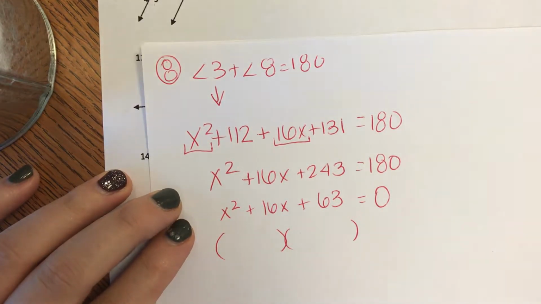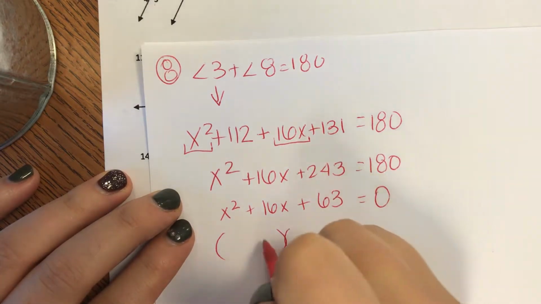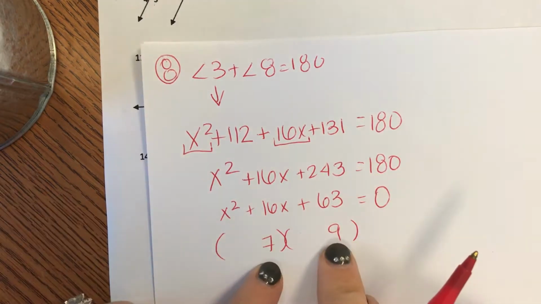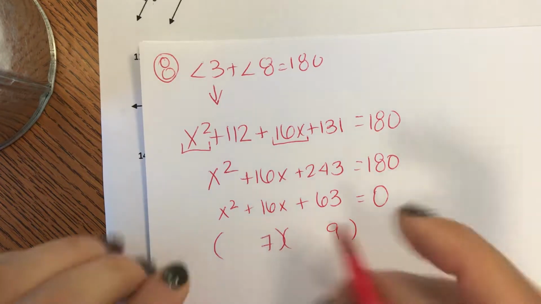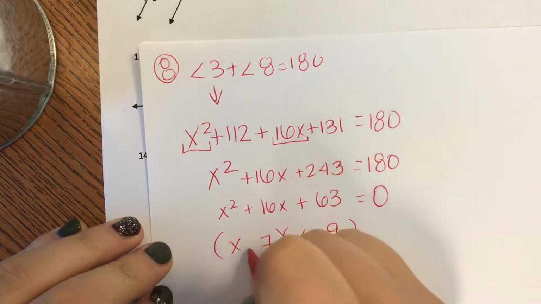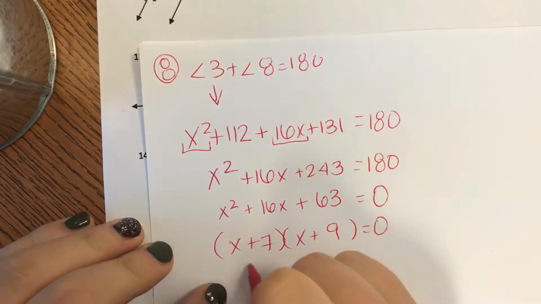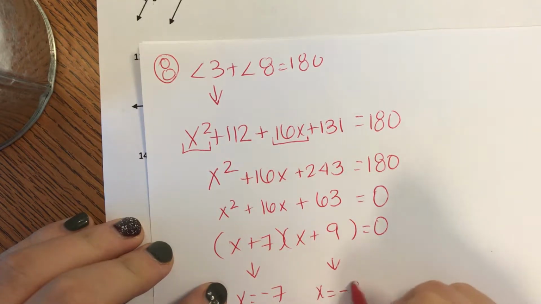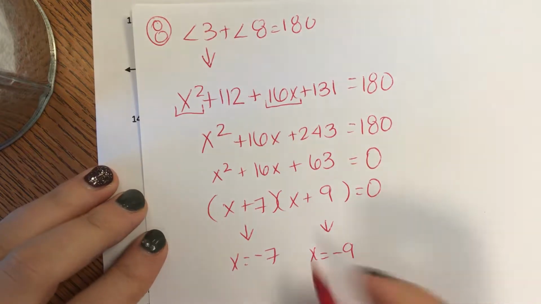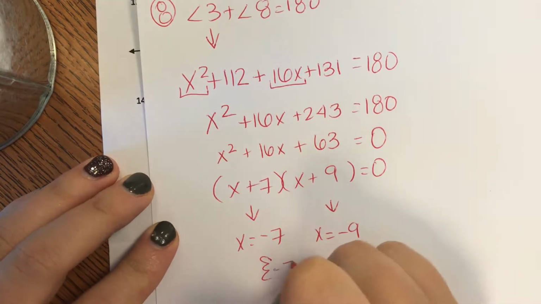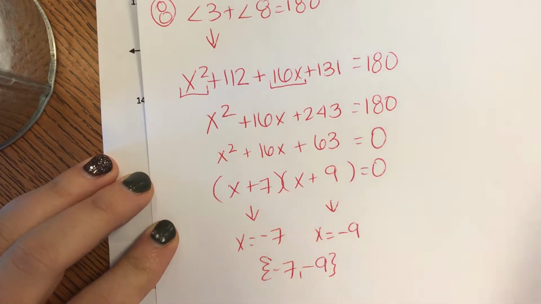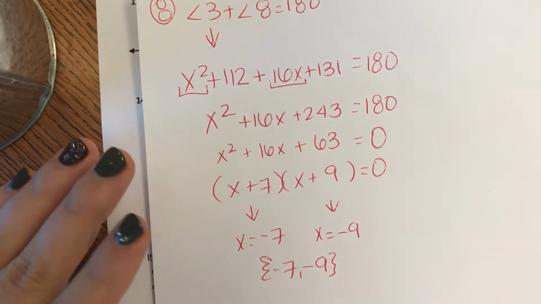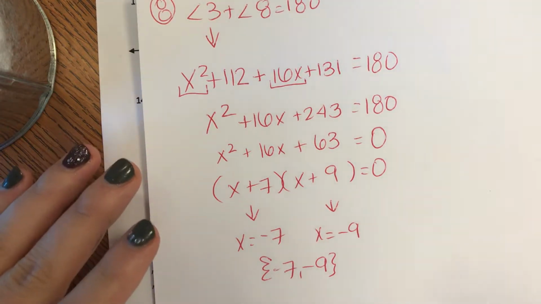The most commonly known factors of 63 are 7 and 9. Will 7 and 9 add up to give you 16? Yes. And they both have to be positive. So in our case, x could equal -7, or x could equal -9. Now, remember last year in Algebra 1, you would say that these were both algebraic solutions to this problem.